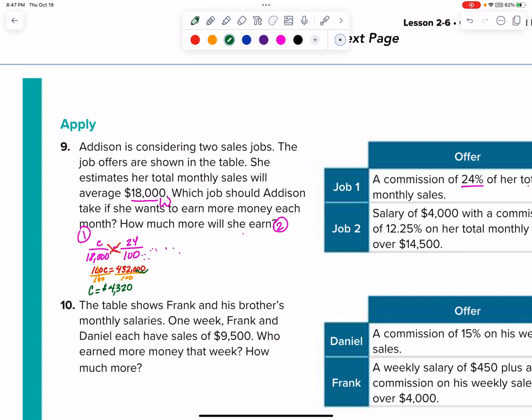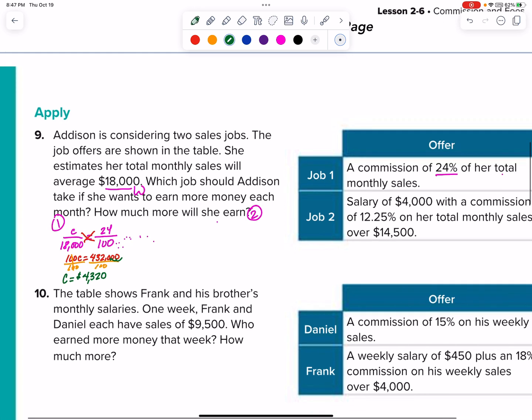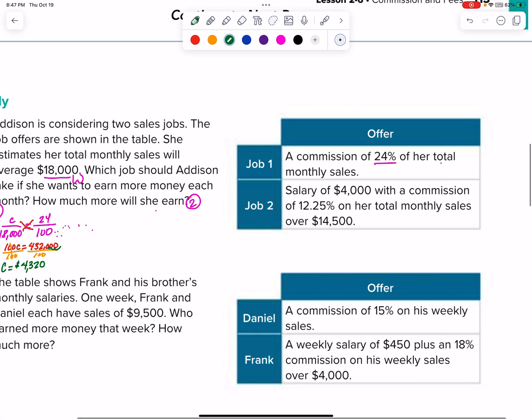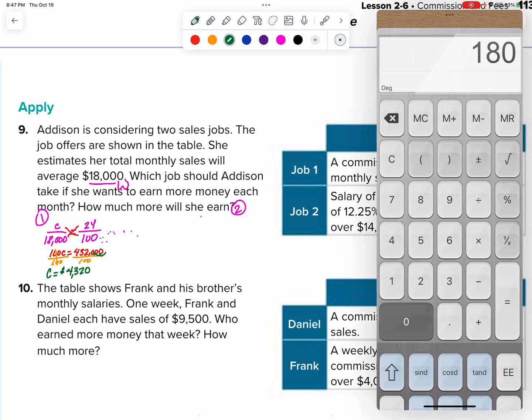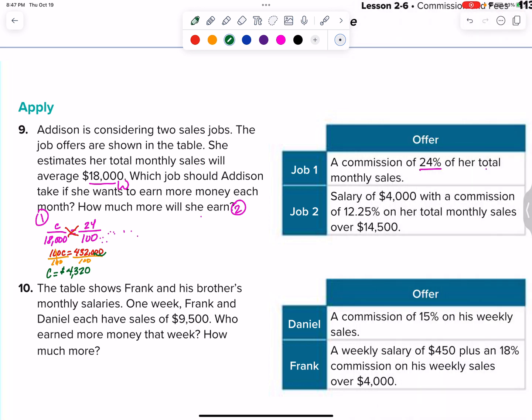Okay, so that's pretty good. That's what she would earn in that situation. So let's do job 2. Job 2, she gets a salary with a commission of 12.25% on anything over 14,500. Like we did in the notes, they're only giving her that commission on things over 14,500. So let's do 18,000 minus 14,500. That extra beyond there is what she's getting commission on. So it's really just 3,500.